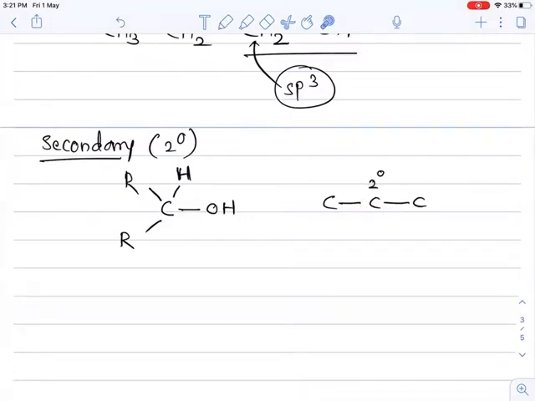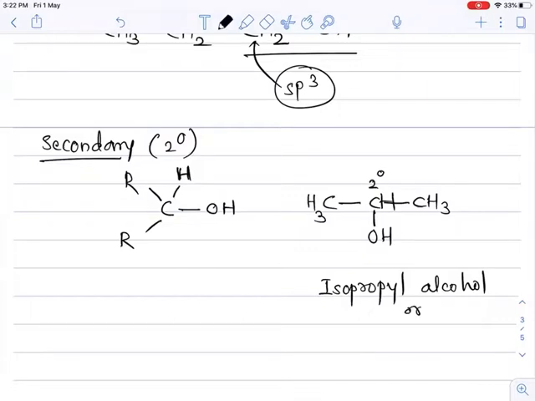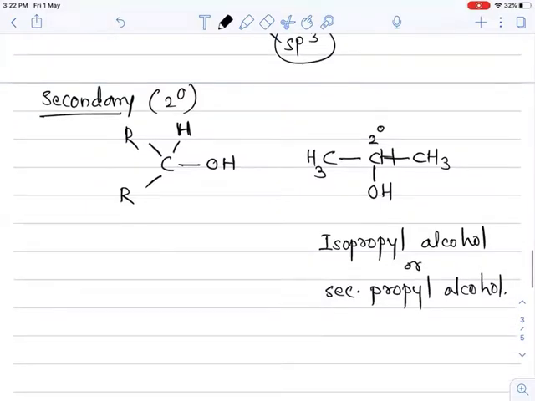So what is meant by secondary carbon? The carbon which is attached to 2 other carbon atoms, to which the OH group is attached. Now we complete the valency of the remaining carbon by hydrogen. We'll get the 3 carbon containing alcohol, and its name is isopropyl alcohol or secondary propyl alcohol. Secondary carbon attached with the OH group, that is the alcoholic group.